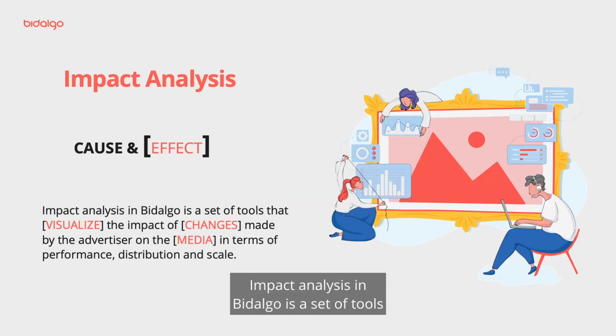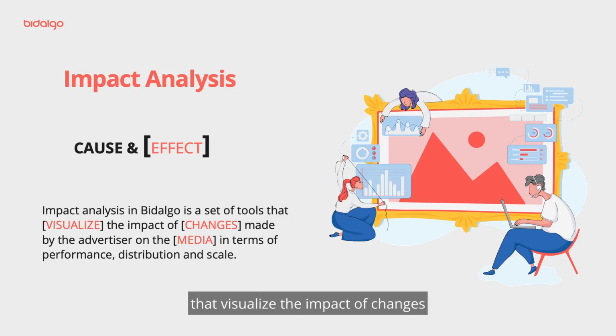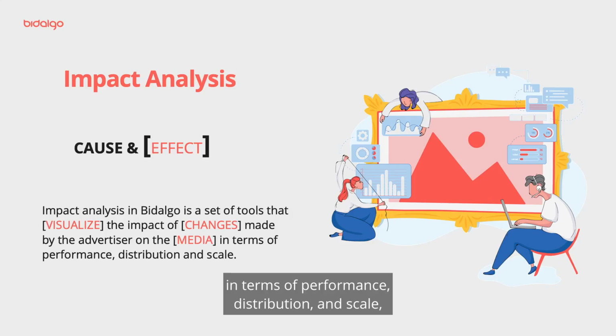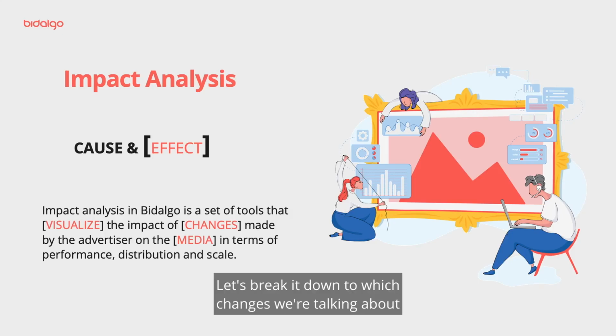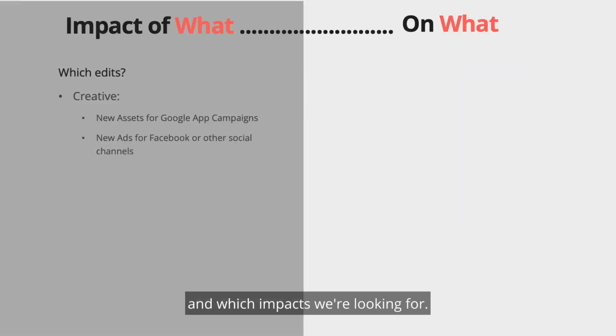Impact analysis in Bidalgo is a set of tools that visualize the impact of changes made by the advertiser on the media in terms of performance, distribution, and scale. Understanding the cause and effect. Let's break it down to which changes we're talking about and which impacts we're looking for.